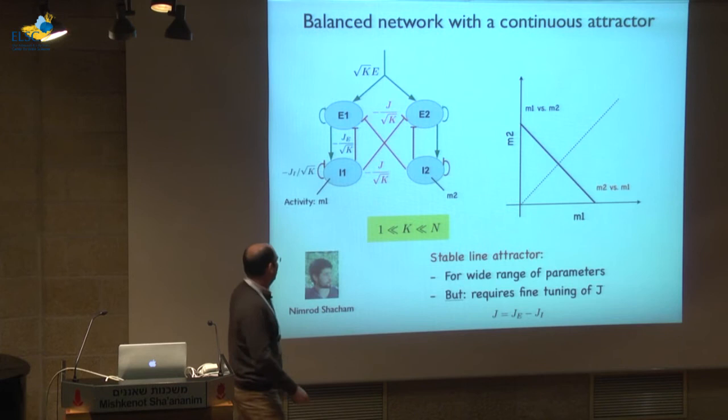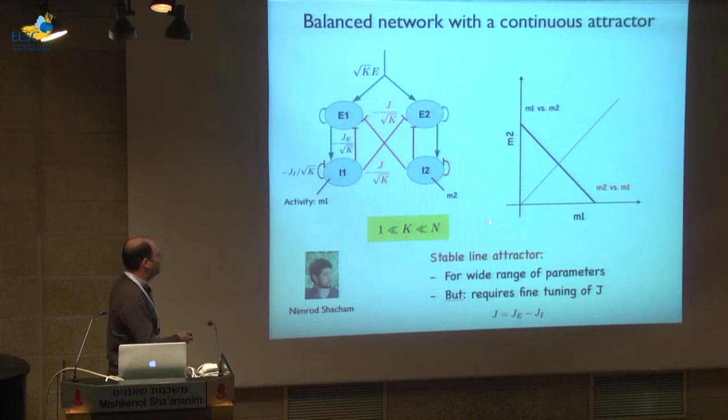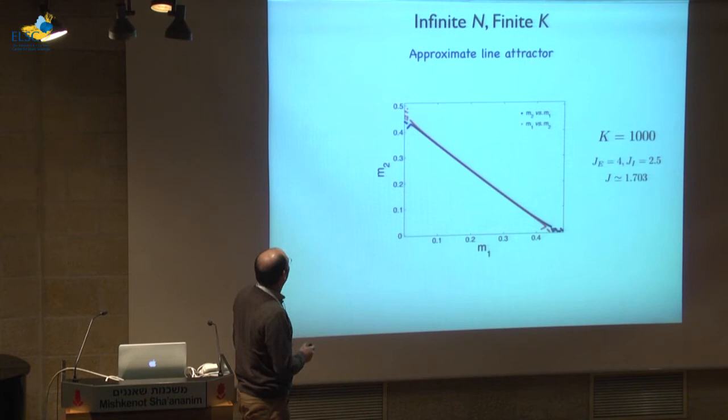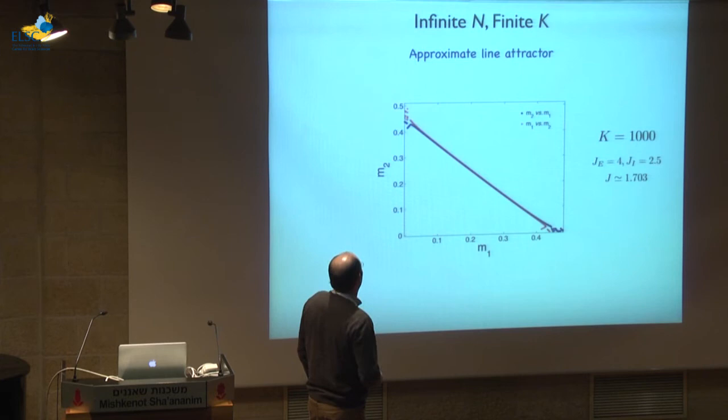Okay, but what we're really interested in now is what happens when these numbers, k and n, are finite, not when they're infinite. So let me first tell you what happens when the number of neurons is still infinite, but the number of synapses is finite. In this case, the dynamics of the network can be understood through the so-called mean field equations.